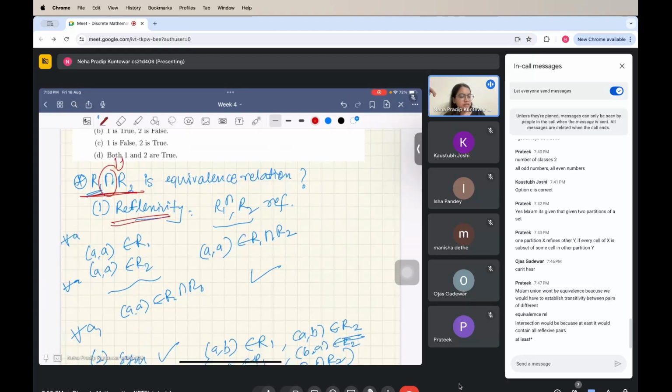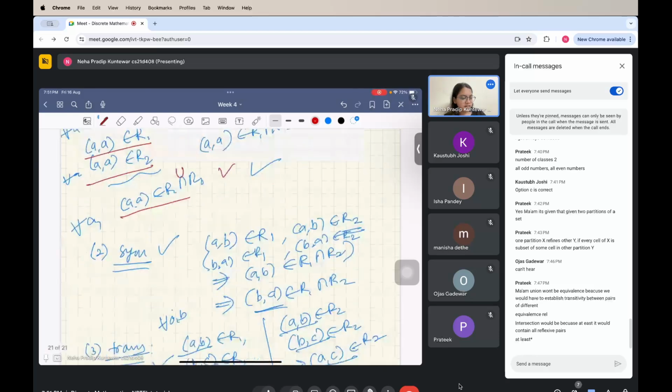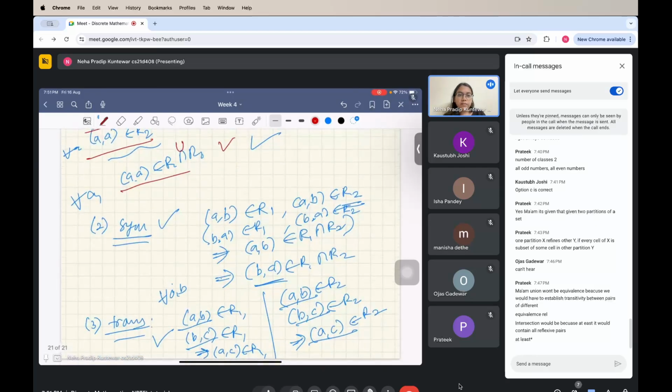So let's talk about reflexivity. All the pairs A comma A are in R1, all the pairs A comma A are in R2, so they would also end up in the union. So the reflexivity part is valid. If you do that for the symmetry part, so AB is in R1, and that would mean that BA is also in R1, and similarly for R2. Oh sorry, it does not matter whether AB is in R1 or R2 or not, because when you take the union, you would end up taking AB and BA at the same time in the union part. So symmetry is also not a problem.